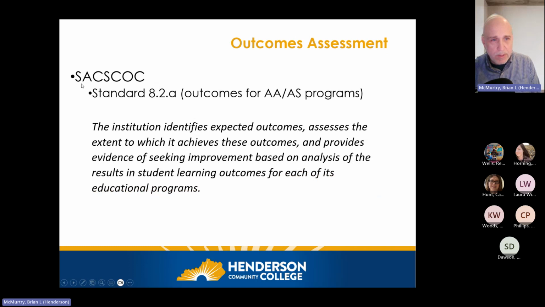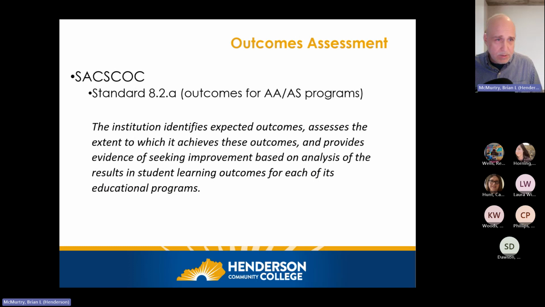Also, as you're familiar with, we talk a lot about standard 8.2.B, which is student learning outcomes for general education. We're coming up on our 5th year review. On the 5th year review, we don't have to report on 8.2.B, but we have to report on 8.2.A, which is outcomes for AA and AS programs. Well, because general education is part of those programs, we have to provide our general education SLO examples.